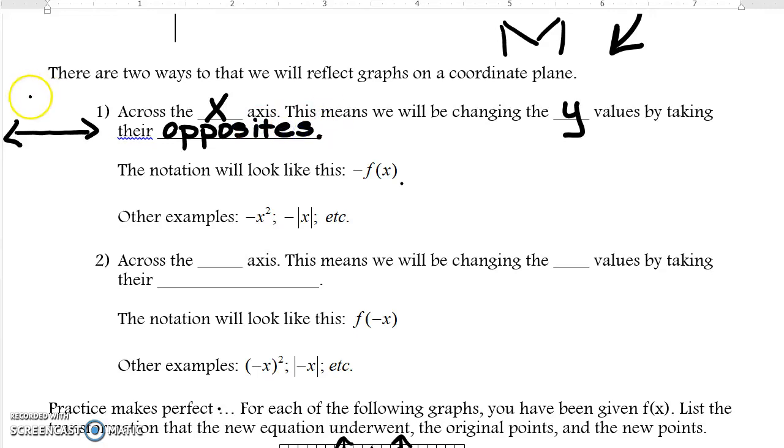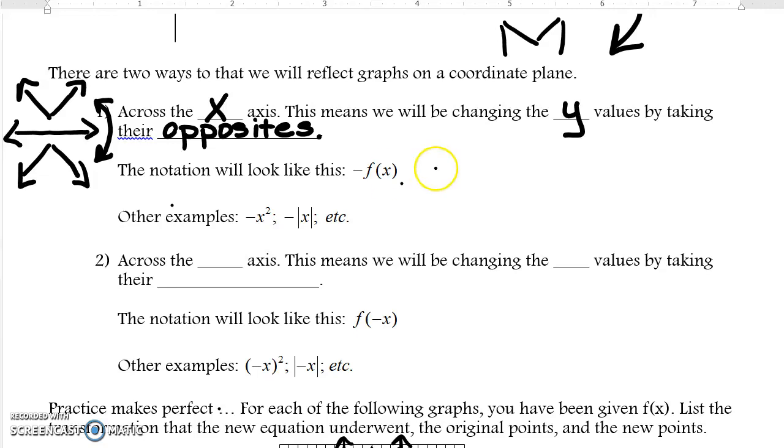So say we had an absolute value graph up here, opening upward. If I reflected it across my x-axis, I would end up with an absolute value graph down below but opening downward. Now, how can we identify these transformations in our equations?